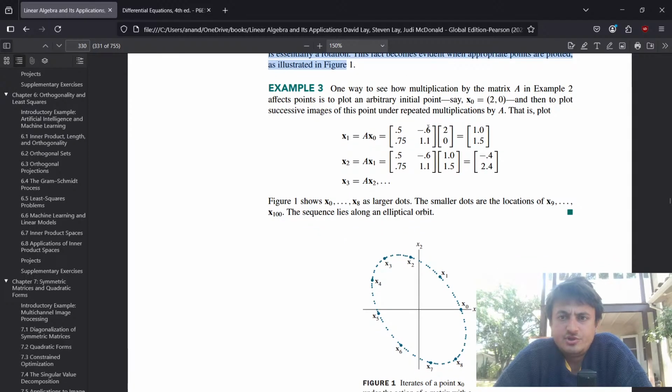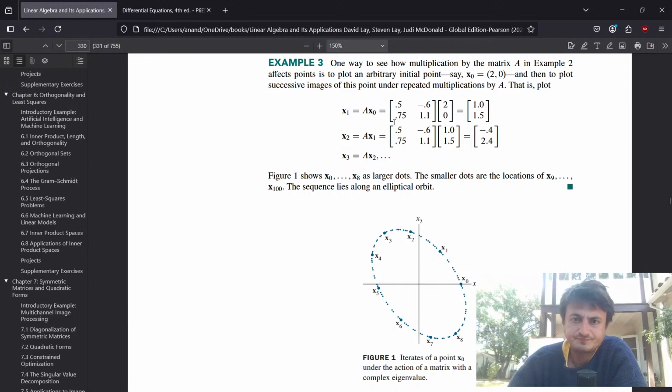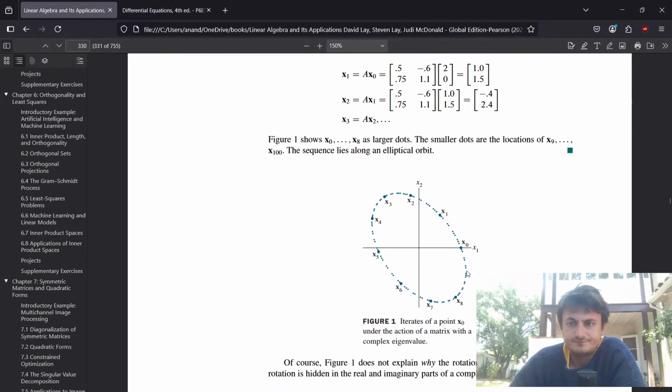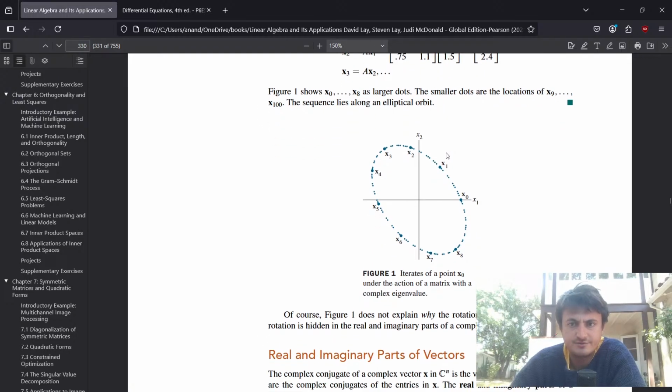One way to see how multiplication by the matrix A in example 2 affects points is to plot an arbitrary initial point and then plot successive images of this point under repeated multiplications of A. The smaller dots are locations of x9 to 100. Of course, figure 1 does not explain why the rotation occurs.